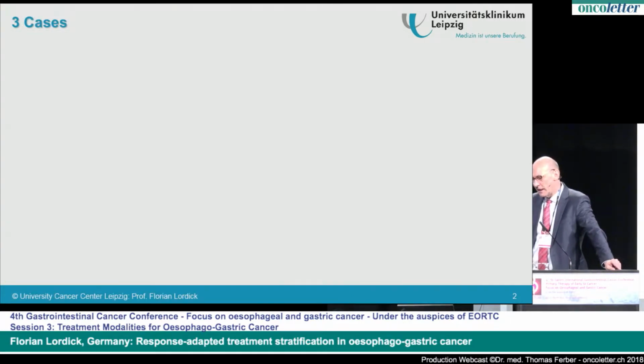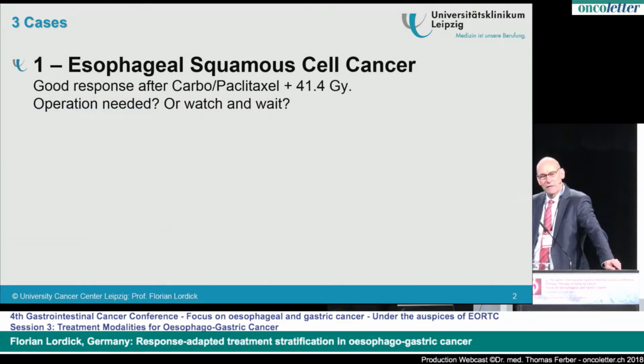And just to show you in which field we are, I start with 3 cases, and at the end of my talk, I give you my answers to these questions. The first patient is one with esophageal squamous cell cancer. He achieves, according to the investigator, a good response after carboplatin, paclitaxel, and 41.4 gray CROSS regimen. And the question that was asked to me during a meeting was, is the operation still needed? We don't see any tumor at restaging, or should we just watch and wait for this good responder?